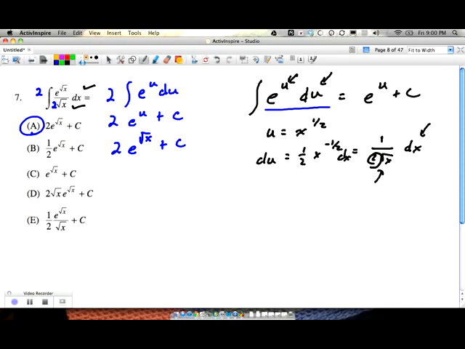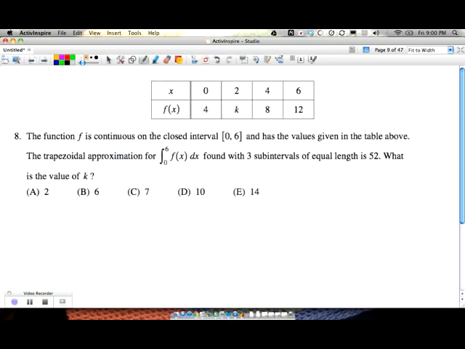Number 8. The function f is continuous on the closed interval 0 to 6 and has given values in the table below. Trapezoidal approximation with 3 sub-intervals of equal length is 52. What is the value of k?